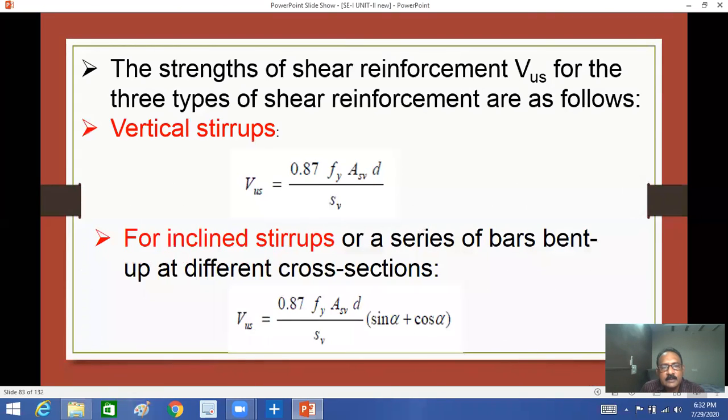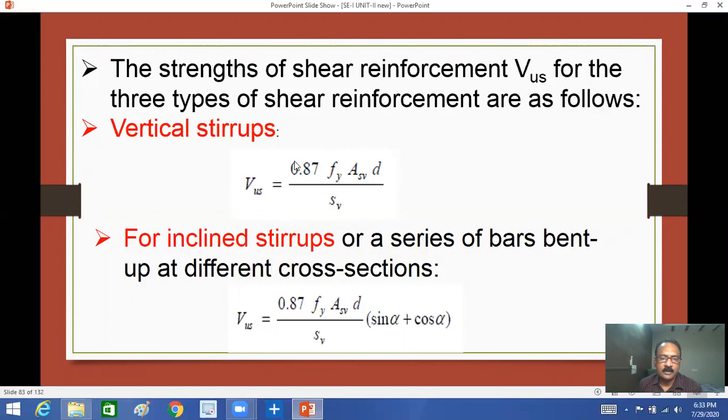Next is the strength of shear reinforcement Vus for three types, as I showed in the previous figures: vertical stirrups, inclined stirrups, and bent-up bars. The formula is given for vertical stirrups Vus. Just now, what is Vus you observed. If you look at this formula, what is Vus? This is the shear taken by shear reinforcement.